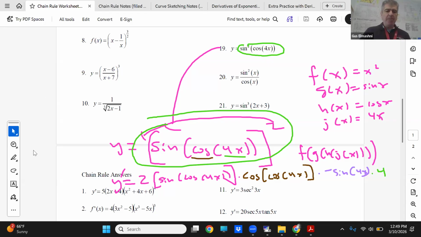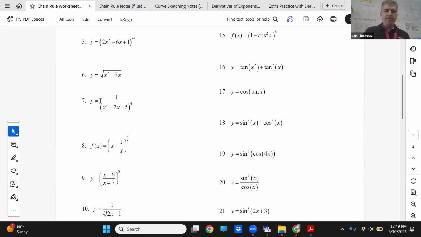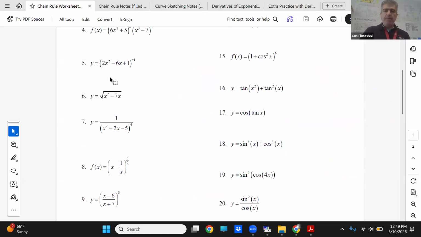Right. Yeah, I'd say 19 is probably the hardest one in that set. 15, I would just call it a double chain. So f prime of x, do the 6 in front, drop the exponent by 1, keep the inside intact, right? Then multiply by the derivative of the inside, do it in red.